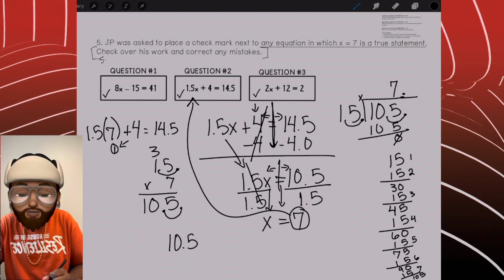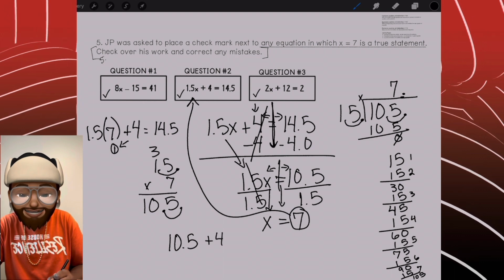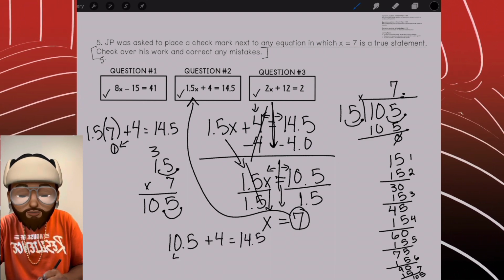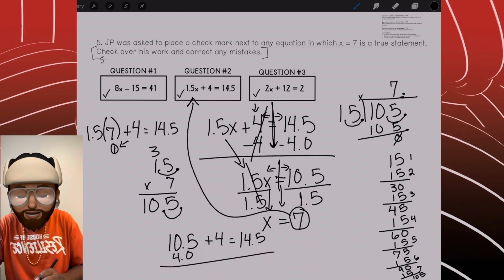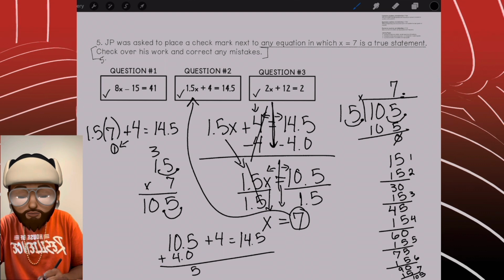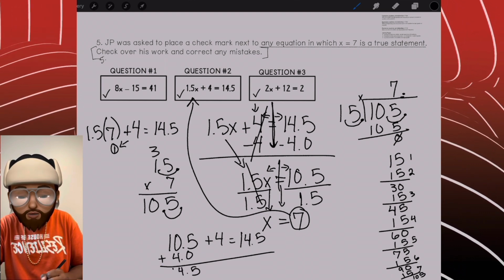But we still need to add 4 to it and see if that equals 14.5. So adding 4 to 10.5 would be: bring the 5 down, bring the 4 down, and bring the 1 down.